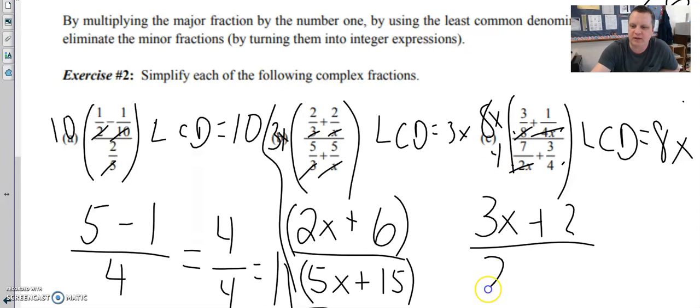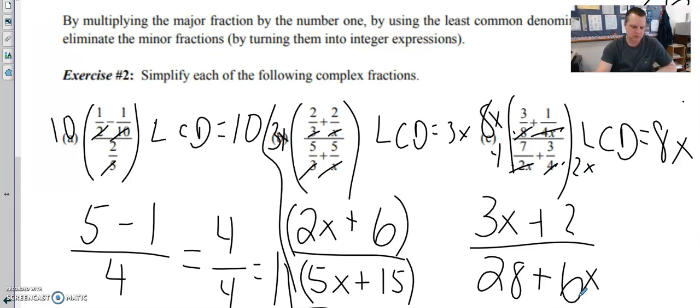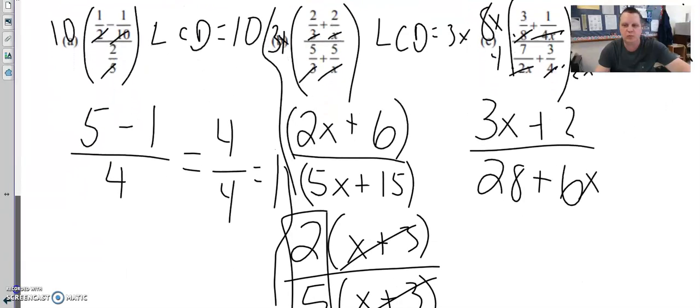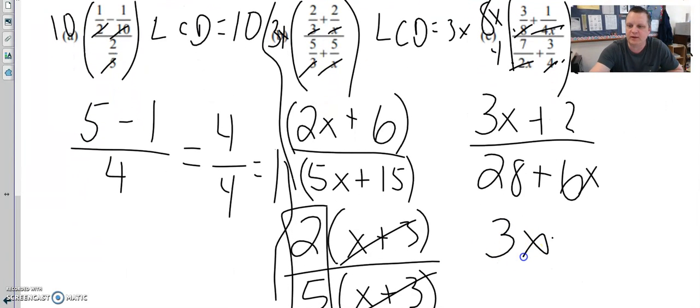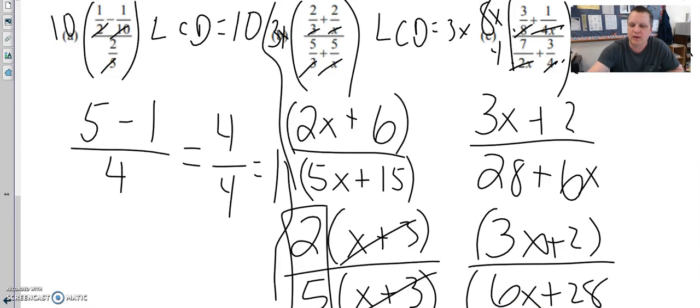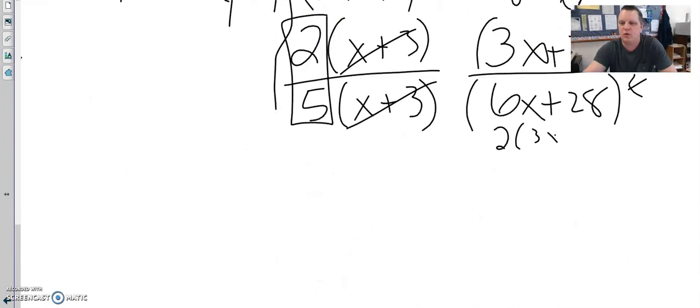So 4 times 7 is 28 plus. 4 cancels with the 8x, you have a 2x. 28 plus 6x. So you want to put these in descending order, 3x plus 2, and then we have a 6x plus 28. Now, you can factor out a 2 from there, and you'll have a 2 and then a 3x. Oops, I'm off of your screen here. So it's a 2 with a 3x plus 14.